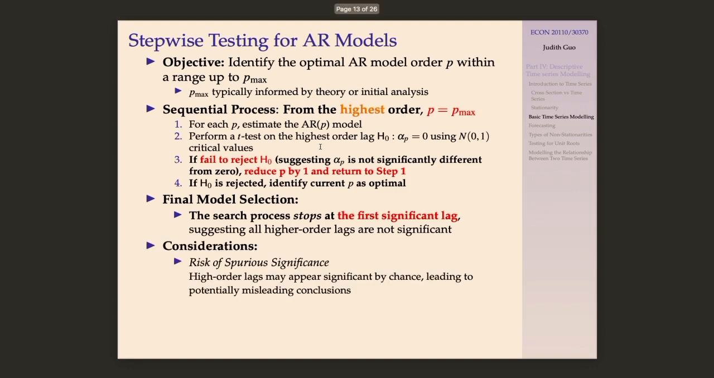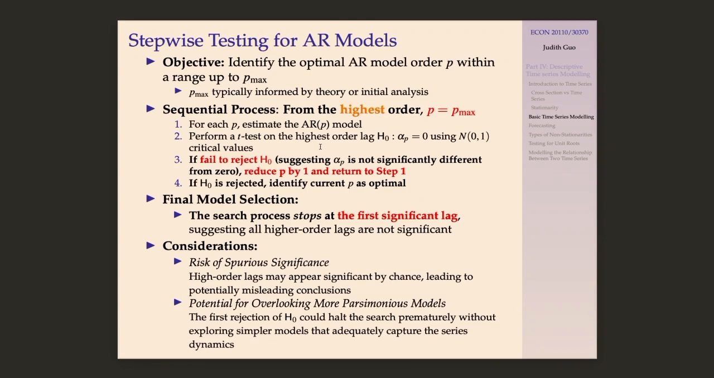Before we look at the example, there are some important considerations for using this method. There is a risk of spurious significance. In fact, this is a risk that appears in any hypothesis testing. Remember, there's always a chance that we are committing an error, be it a type 1 error or type 2 error. So in stepwise testing, some higher order lags may appear significant purely by chance, which would lead to a potentially misleading conclusion.